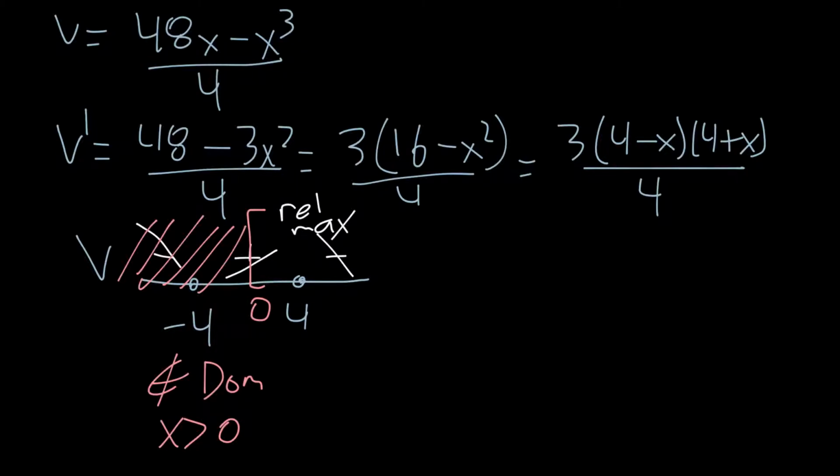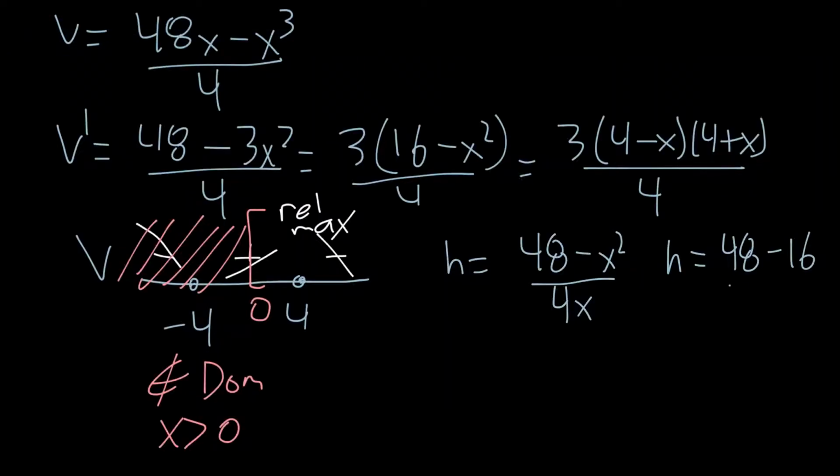Going back, we know that h was equal to 48 minus x squared over 4x. Substituting in for x, we find that h is going to be equal to 48 minus 16 over 16. This means that h will be equal to 2.